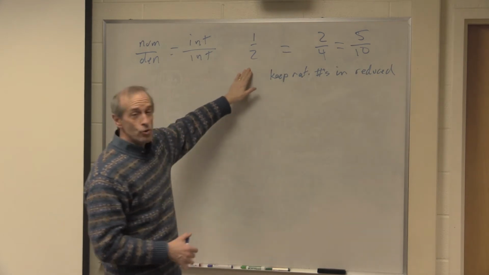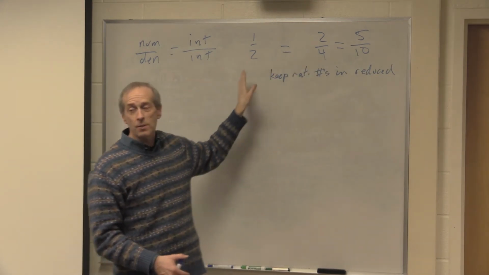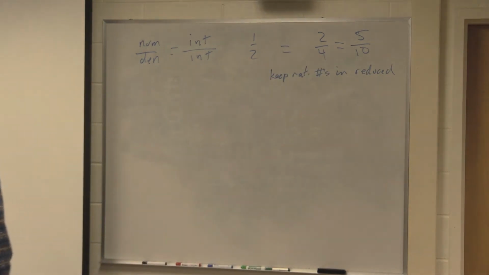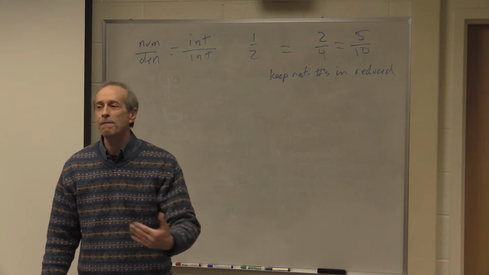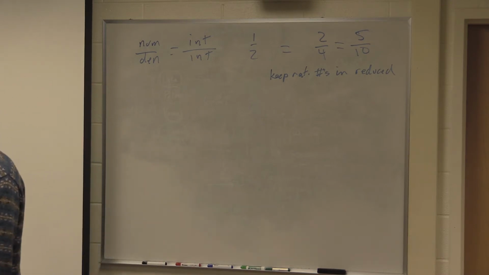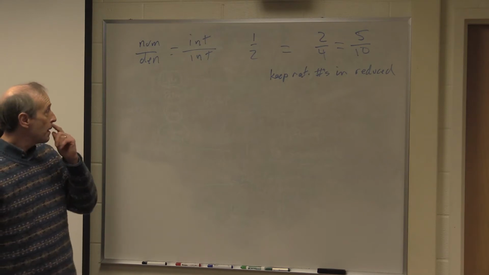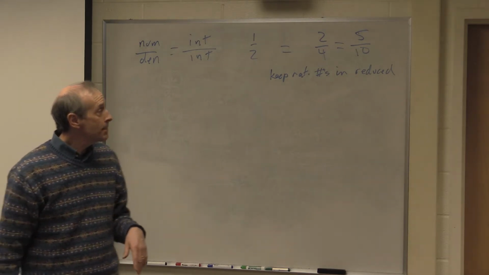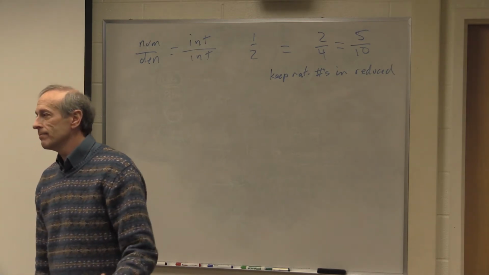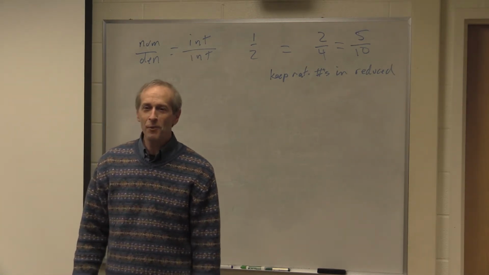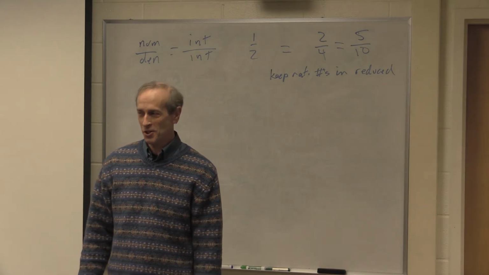5/10 needs to be reduced to 1/2. 2/4 needs to be reduced to 1/2. 7/21 needs to be reduced to 1/3. Right? So you need to identify, figure out how to reduce and keep things reduced. Okay? So that's a reminder of the rational number system.